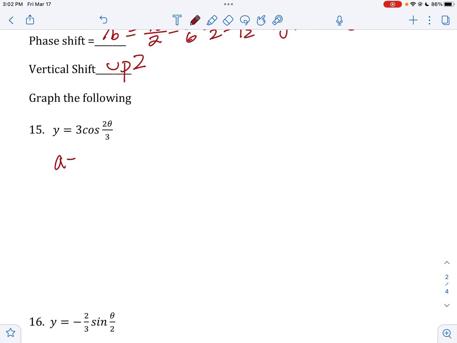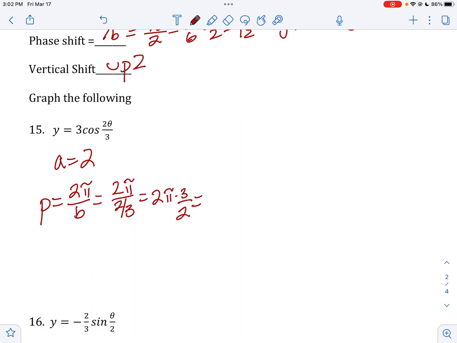So our amplitude is 2. Our period, 2 pi over b. So 2 pi divided by 2/3. So that's 2 pi times 3 over 2. So 6 pi over 2. So we have 3 pi.